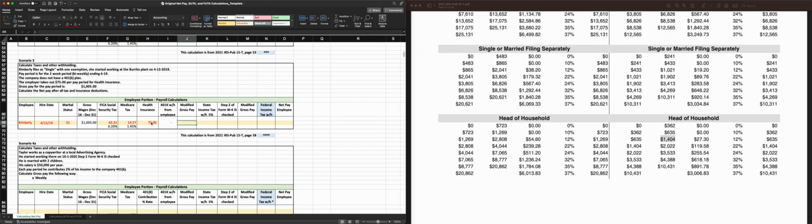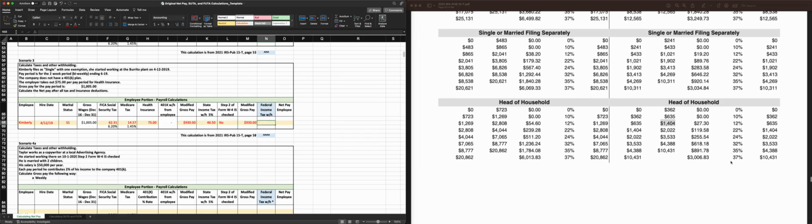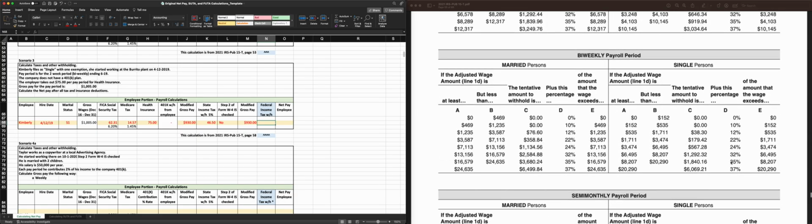Health insurance, 0. Modified gross pay is there, minus the health insurance. State income tax is that times 0.05. Step 2, it doesn't say anything about it. So let's assume that, yeah, that's a no. And this is page 58. So that's different than page 53, modified gross pay. So let's go to page 58.